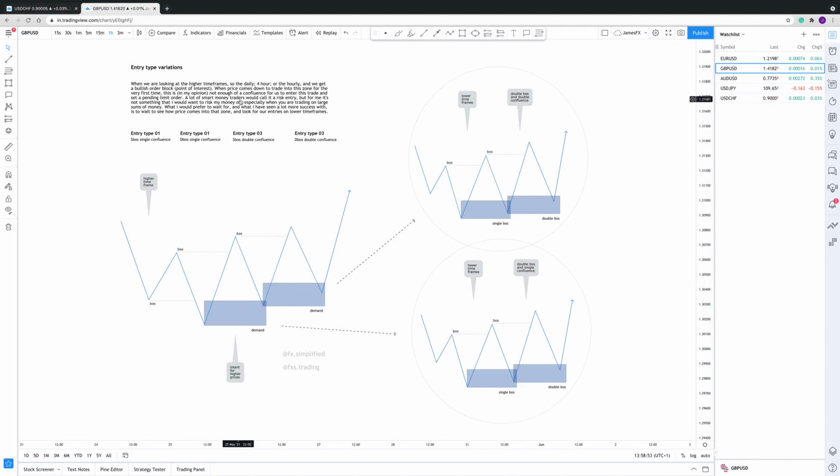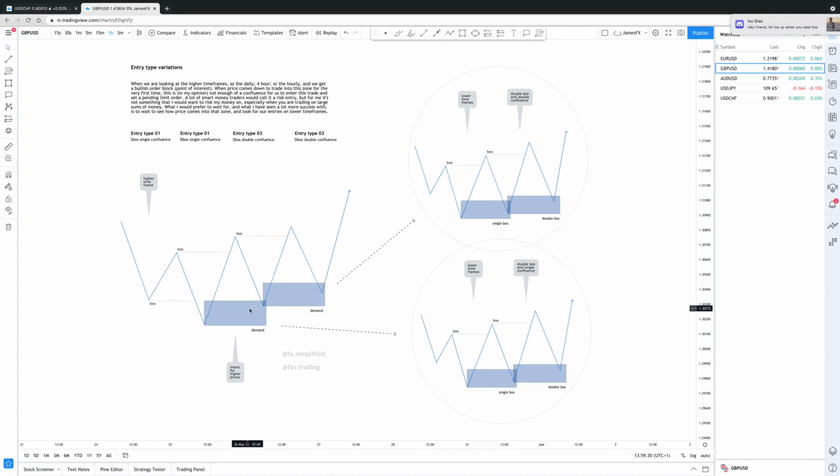Now a lot of smart money traders would call that type of entry a risk entry, but for me it's not something that I would want to risk my money on, especially when you start trading on large sums of capital. What I would prefer to wait for is to see how price comes in, as I have had a lot more success, and I know a lot of other people have seen better success, with waiting for that lower time frame confirmation and seeing how price is delivered into this area. So that's why I would not be looking at any sort of risk entries.